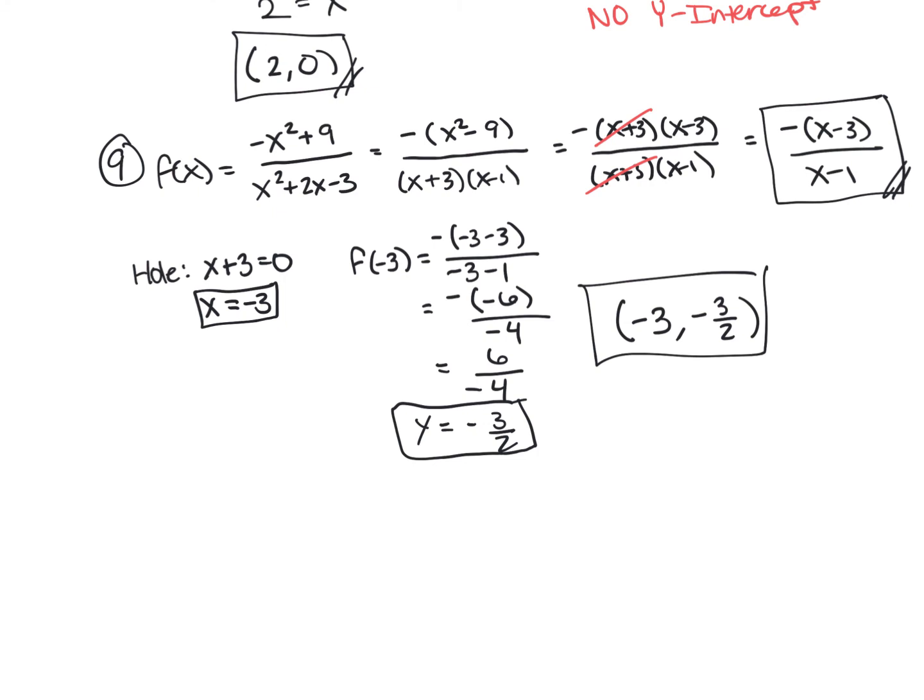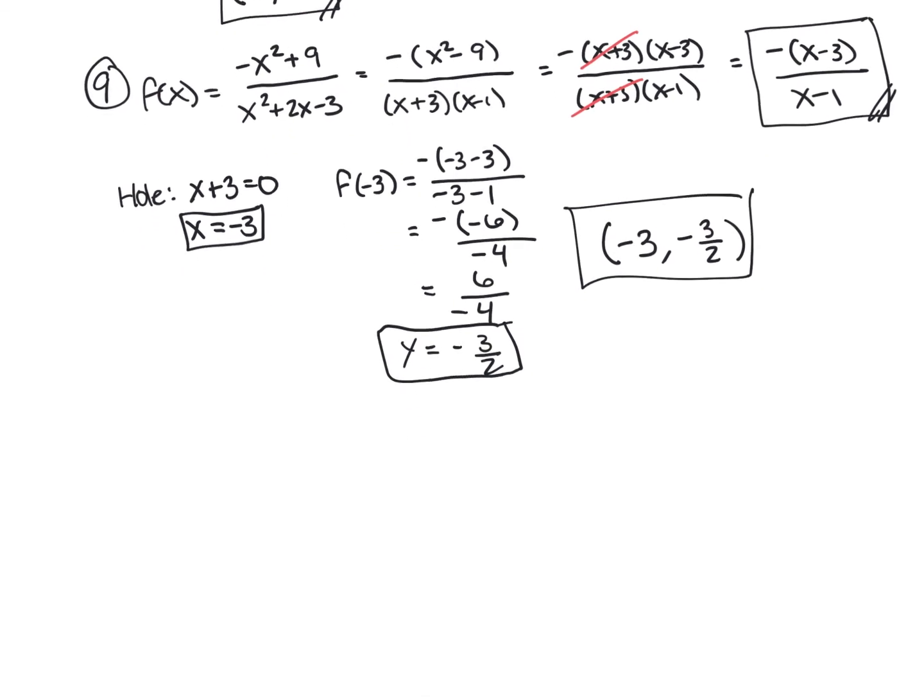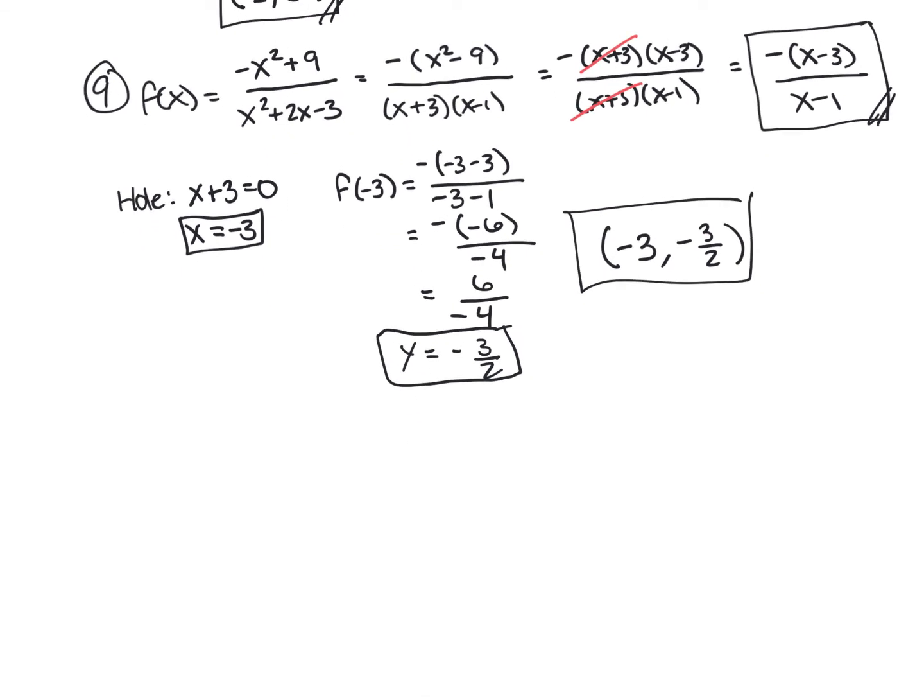But we've found our hole, which is great because now we can use that to write our domain and range along with our vertical and horizontal asymptote. So for the vertical asymptote, we're going to set our denominator equal to 0 and solve. So if we have x minus 1 is equal to 0, we'll add 1 to both sides and get x is equal to 1. So our vertical asymptote is that x is equal to 1.